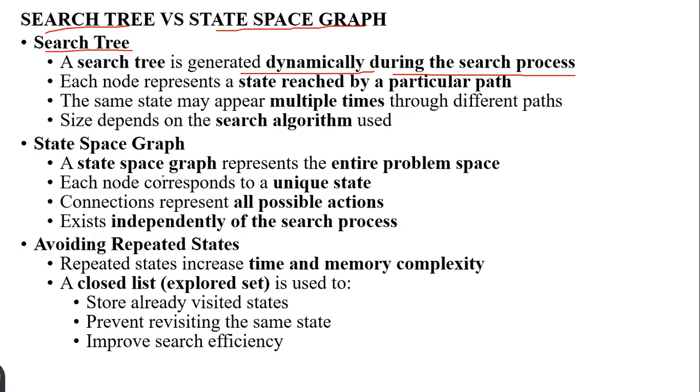State space search graph. Here, the state space graph represents the entire problem search. Each node corresponds to a unique state. The connections represent all possible actions, and they exist independently of the search process.